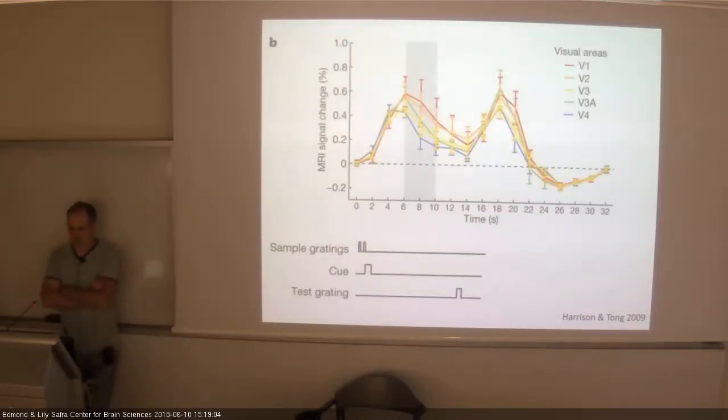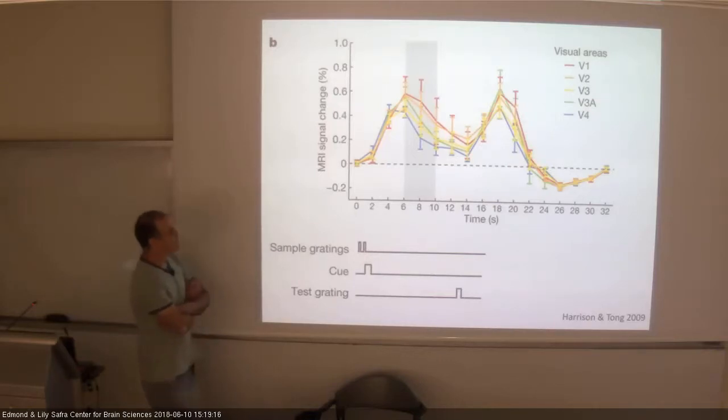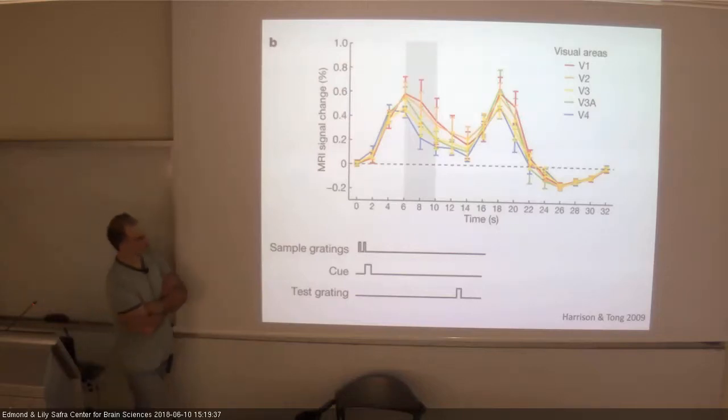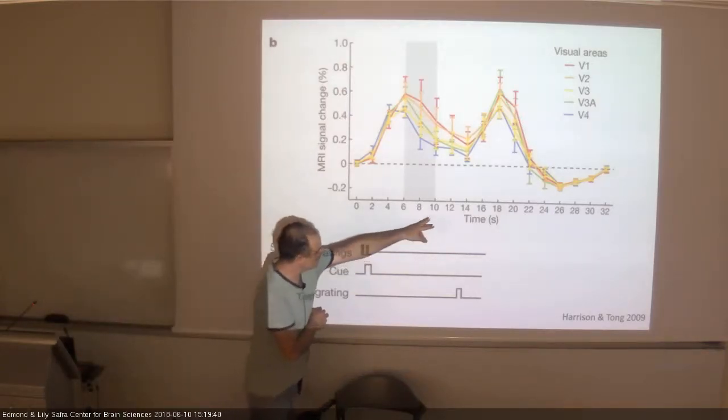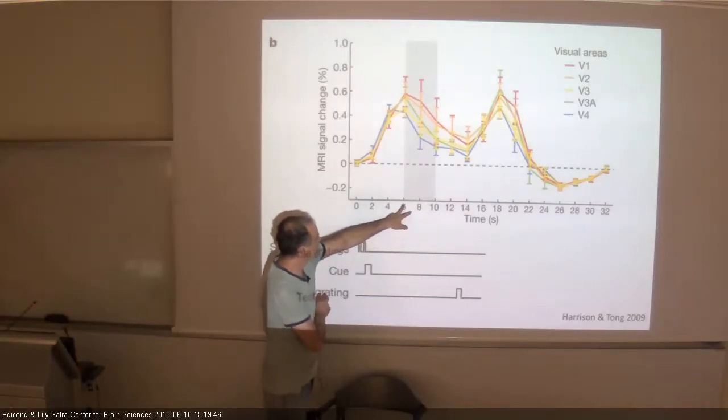And now, the basic bold response for this kind of experiment in different early visual cortex areas from V1 to V4 is what you see here, and you can see basically two responses. One for seeing the stimuli, and another one for the answer, basically. And you can see also that because there was enough time, the signal comes back to baseline more or less. Most of the signal does anyway.